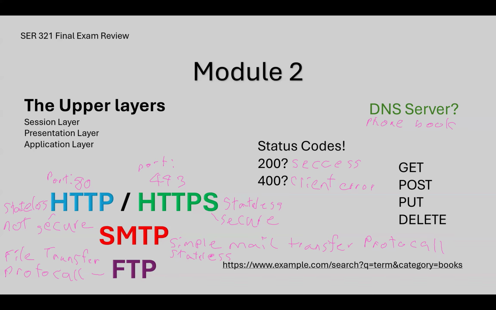How about GET, POST, PUT, and DELETE? Do you know when those would be used or how they would be used? GET is when you want to receive something. POST is when you're, I forget. PUT is when you want to add something, and DELETE when you want to remove something. Perfect. POST is when you want to send information out.